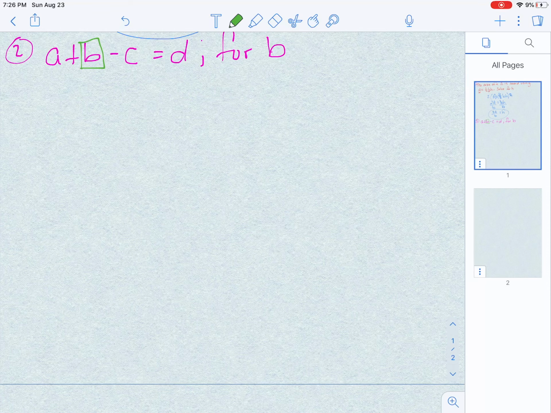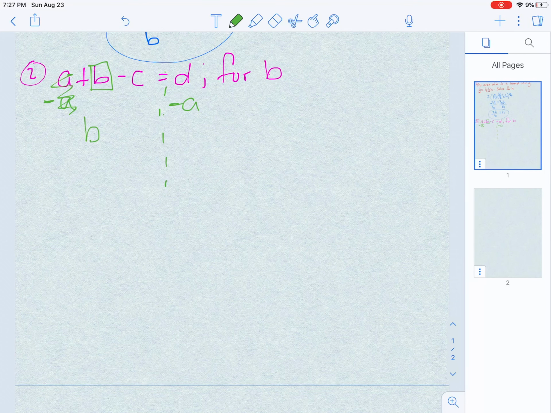So what else is over there? Now the other stuff that's over there is being added and subtracted. So how do we get rid of it? We get rid of it by adding and subtracting. We're going to take the opposite operation. So I have a positive A, or we can think of it as plus A. So the opposite of plus would be minus. Remember, anything you do to one side, we have to do to the other. That gets rid of this A. And what do we have left? We have B minus C equals D minus A.